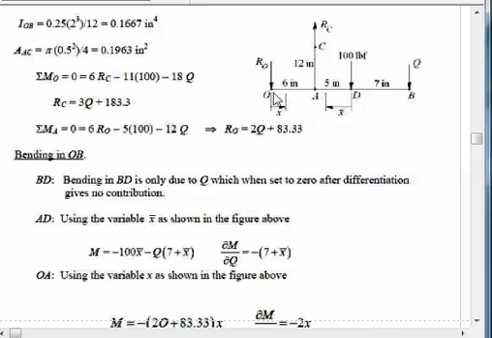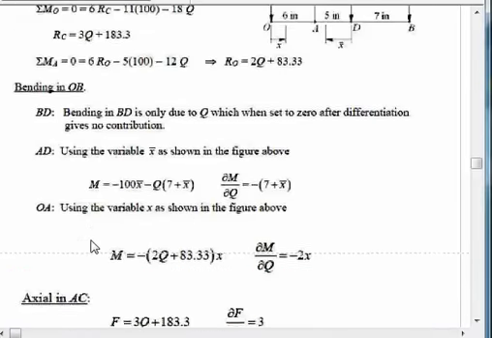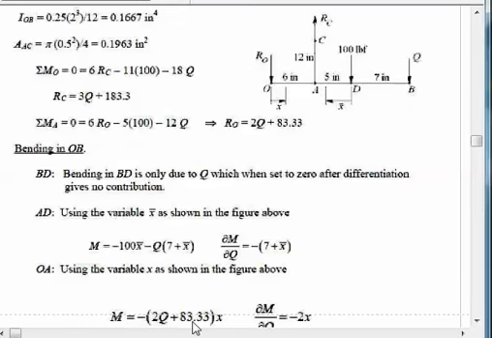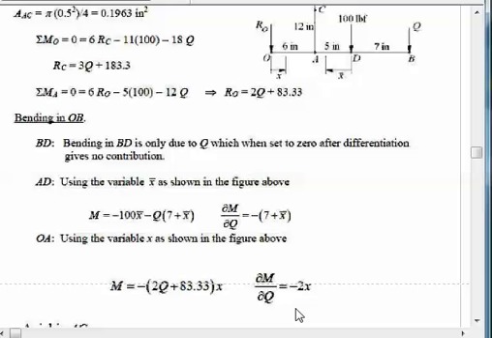And in the region OA, our moment is going to be the reaction at point O, written properly, of course, multiplying times x. And so the moment is the reaction at point O, which is 2Q plus 83.3, pointing downward, therefore minus is what the author chose. We wouldn't have to. Multiplying by this new x, the partial of that moment with respect to Q is a minus 2x, and then we can set this Q equal to 0 and simplify it, and we will in just a moment.